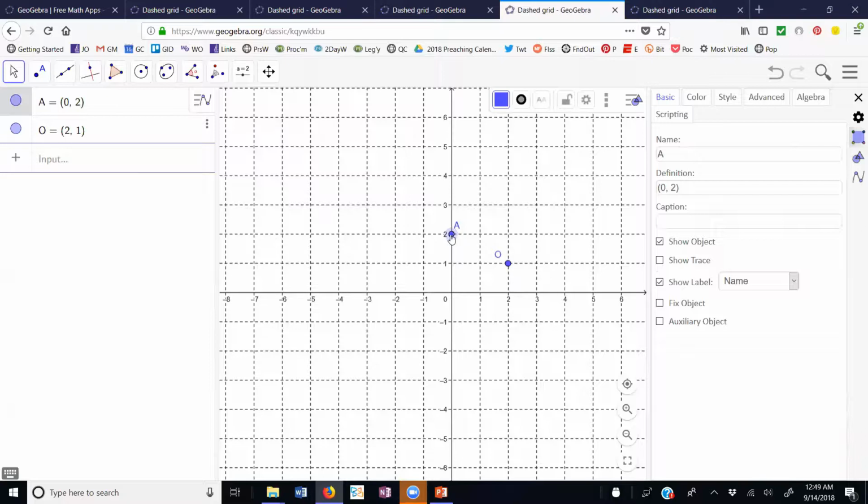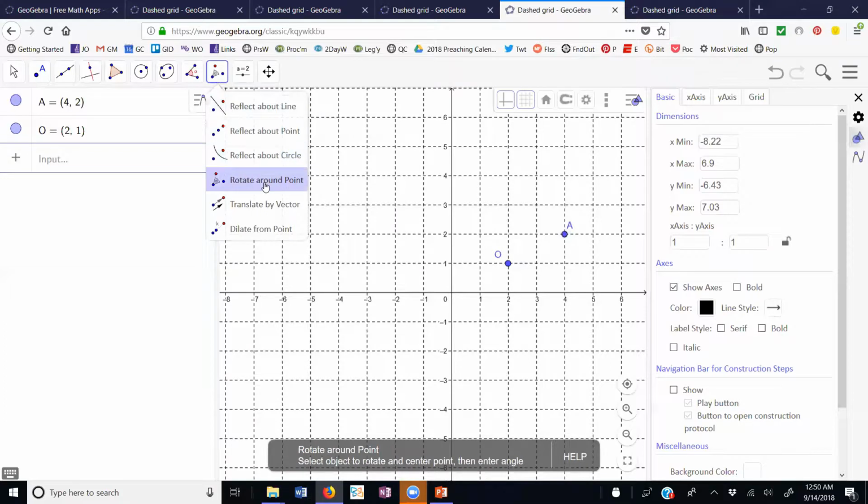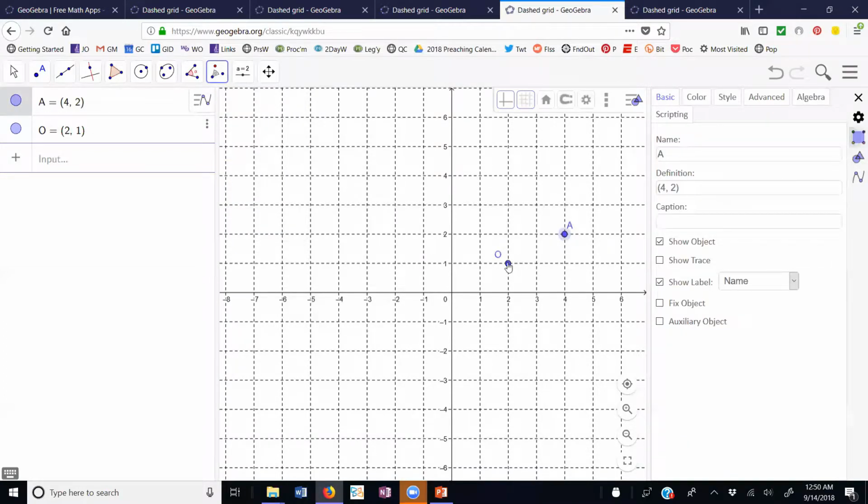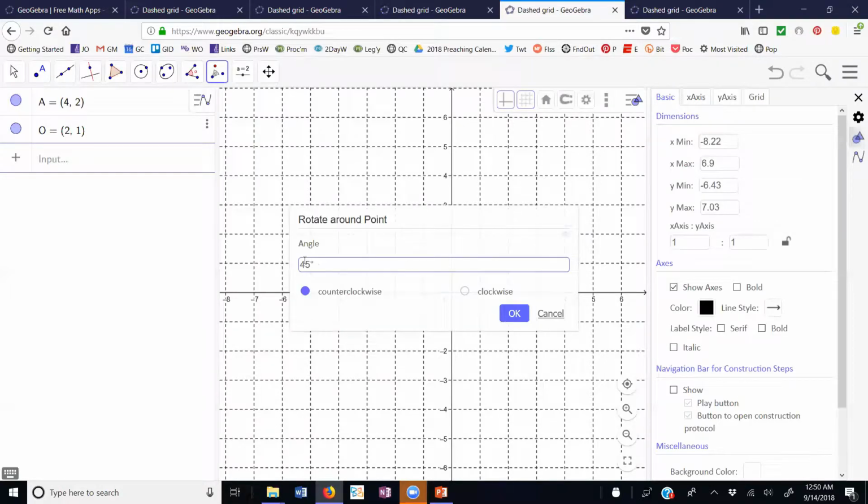So let's take point A here and put it right here. And I'm going to rotate this 90 degrees counterclockwise. Okay, so I'm going to get my rotate function, rotate point A around point O. I'm going to go counterclockwise 90 degrees.